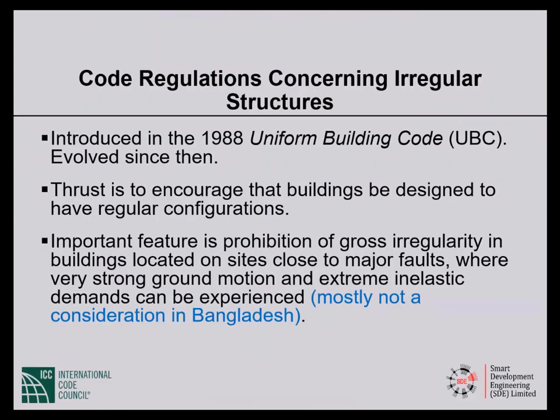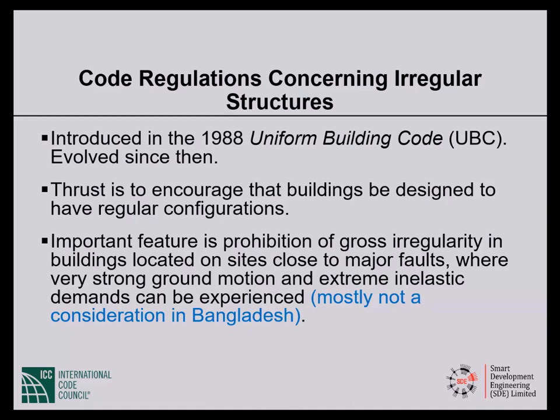Okay, now we come to code regulations introduced in the 1988 UBC, evolved since then. The thrust, this is important, is to encourage that buildings be designed to have regular configurations. Our preference is that you stay away from irregularity, not that we design for irregularity.